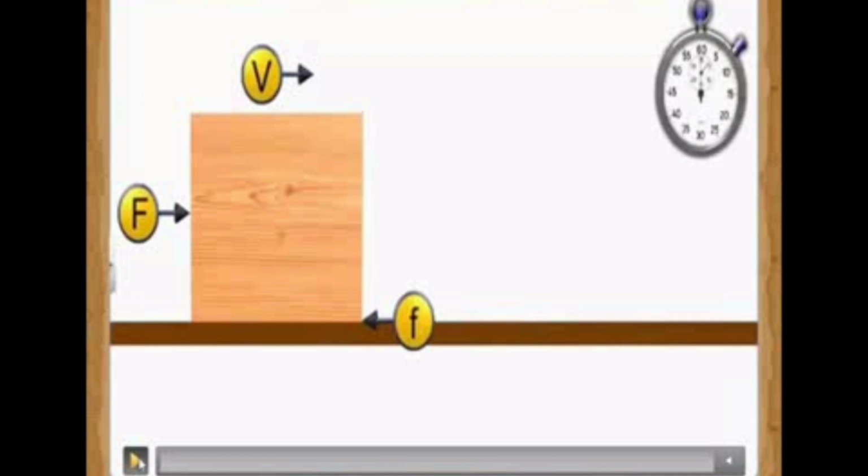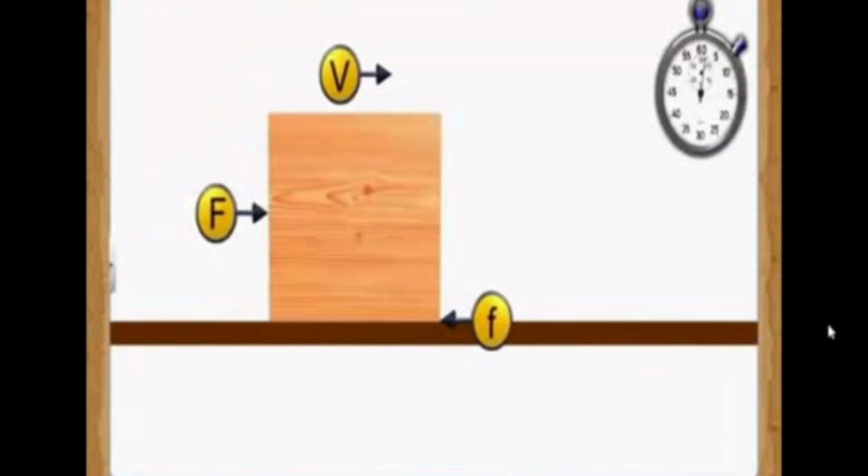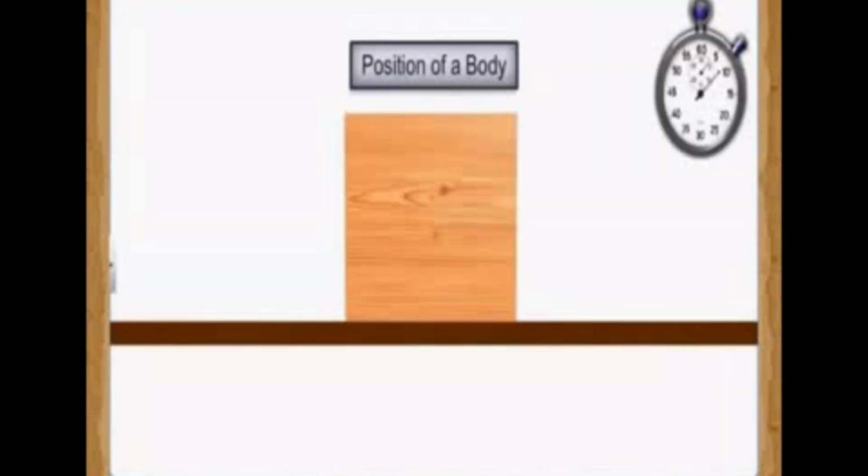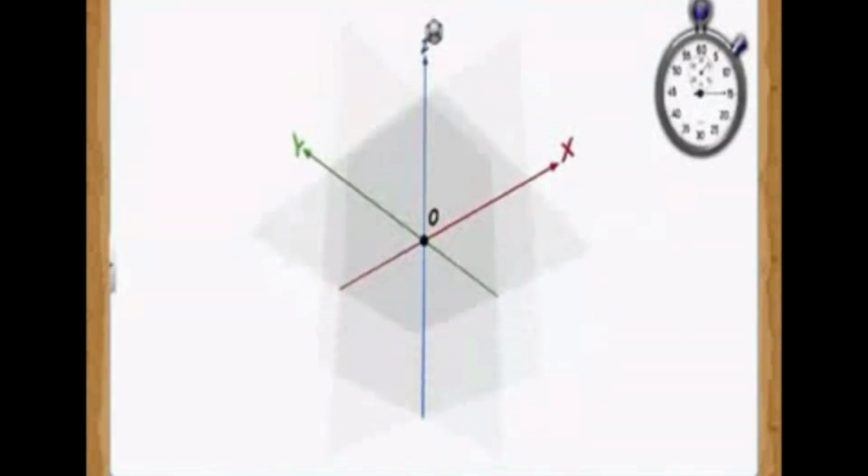In this lesson, we are going to see the position. When a force acts on an object, it will move with a velocity. Without the force, it has no velocity. So, the position of the body: depending on the position of the body, we can define whether it is at rest or in motion.